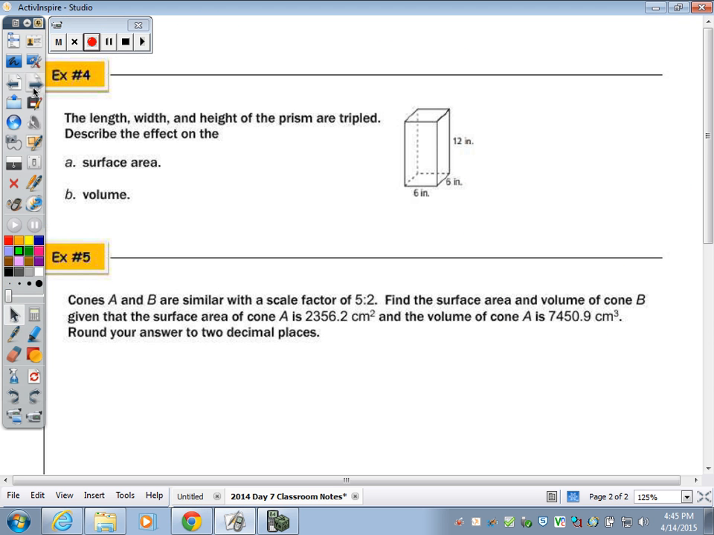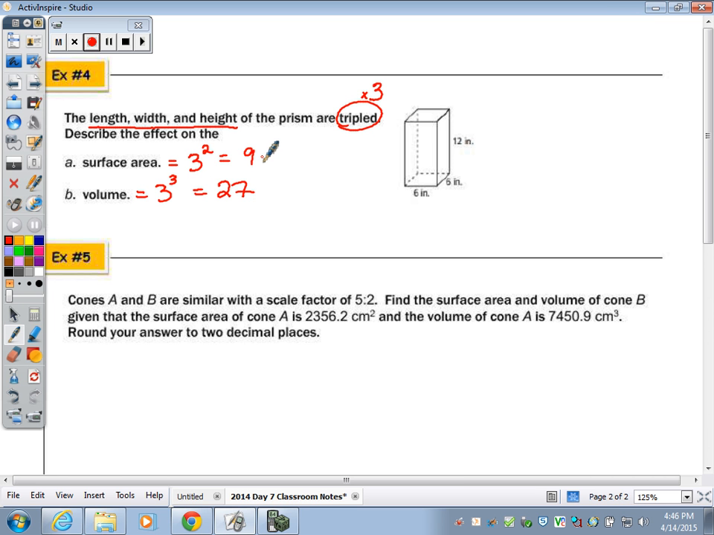In example 4, it says the length, width, and height, so all three dimensions are going to be tripled. So that means they're going to be multiplied by 3. Describe the effect on the surface area and volume. So you can go ahead and actually triple all the sides and calculate your surface area and volume. However, we know that we're going to take that scale factor, which is 3, and for the surface area, we're going to just square it. Volume will cube that factor. So 3 squared is 9, 3 cubed is 27.